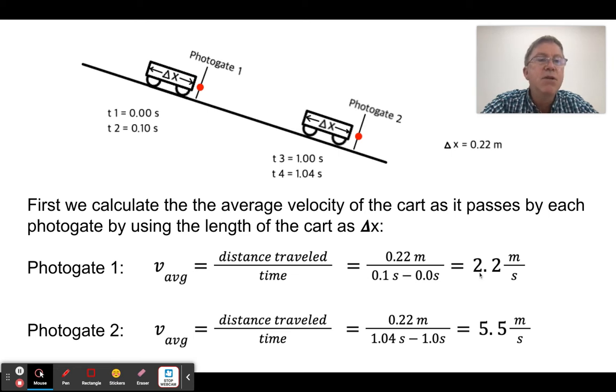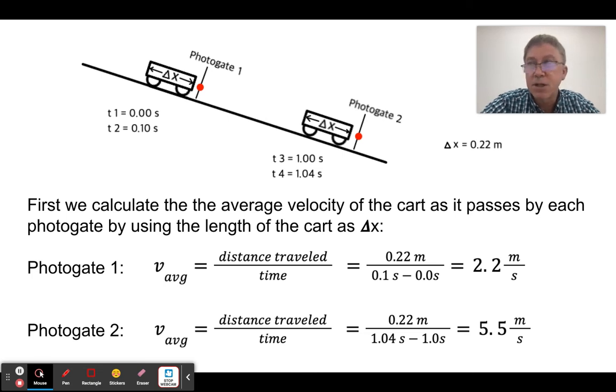So that gives me 2.2 meters per second as how fast it was traveling through here. Now remember, I said it should be faster when it goes through here, and it is, because in this case, I'm going to say 0.22 divided by 1.04 minus 1, which is 0.04 seconds. And when I calculate that, I get 5.5 meters per second. So it went from 2.2 meters per second to 5.5 meters per second. It's speeding up. Its magnitude of velocity has increased.